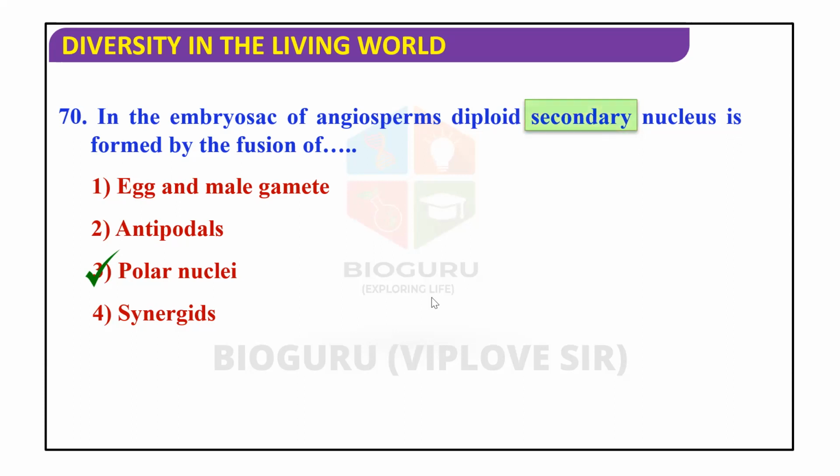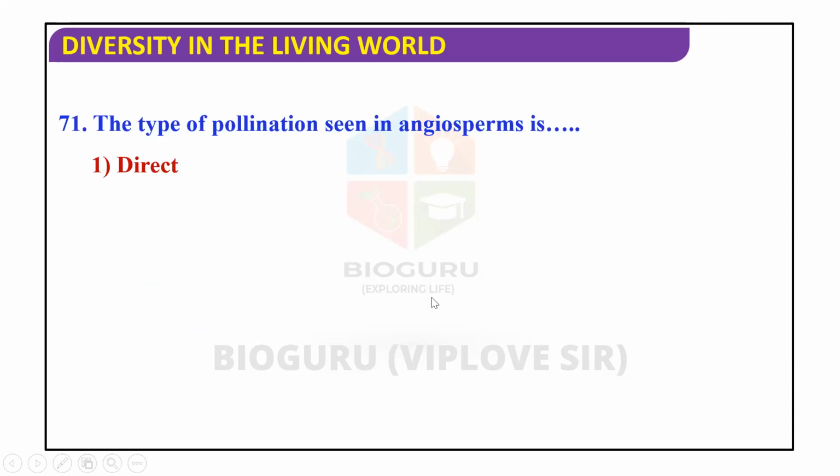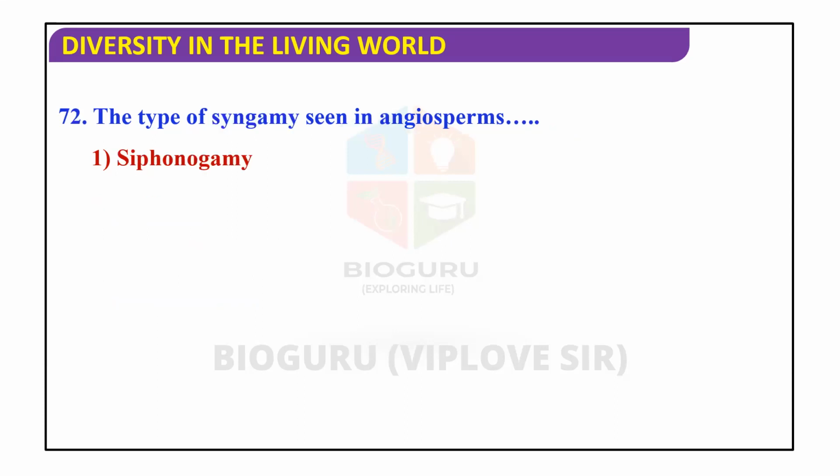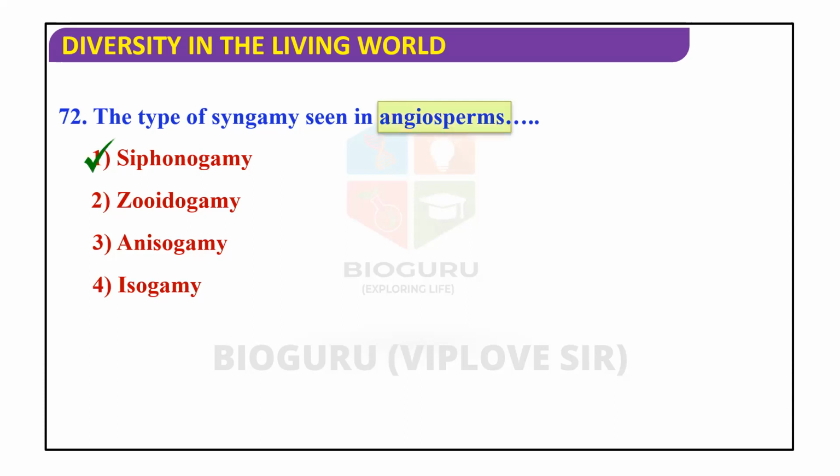Then the next: the type of pollination seen in angiosperms is direct, indirect, either direct or indirect, or only zoophily. Yes, the right answer is indirect. That's good. The type of syngamy seen in angiosperms: siphonogamy, zoidogamy, anisogamy, isogamy. Yes, it is siphonogamy.